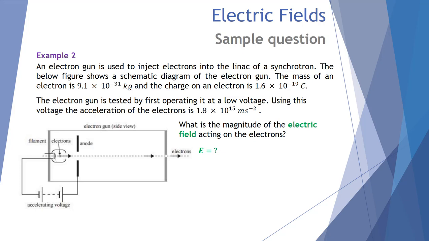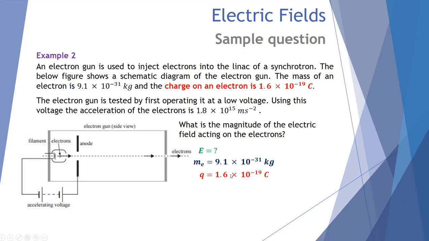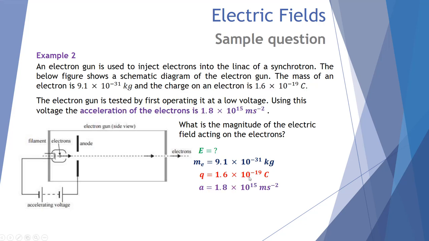So E, the electric field, is the question. We have the mass of an electron, 9.1 by 10 to the negative 31 kilograms. We have the charge of an electron, 1.6 by 10 to the negative 19. Now, electrons are negatively charged, but I'm looking for the magnitude, so I'm not worried about the negative sign for this equation. And the final bit of information we have is the acceleration of the electron is 1.8 by 10 to the 15 meters per second squared. Now, we haven't used acceleration before in this video. However, once I show you this equation, it should make sense.